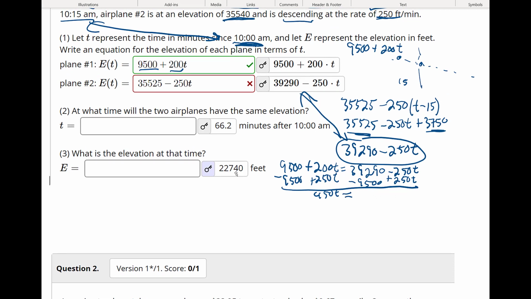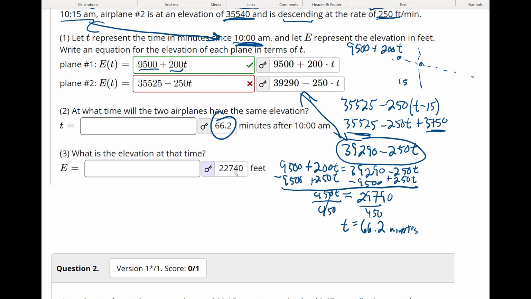450t equals that 39,290 minus the 9,500. And I get 29,790. I can divide both sides by 450. So t would be equal to 66.2 minutes. Okay, so that's our 66.2.